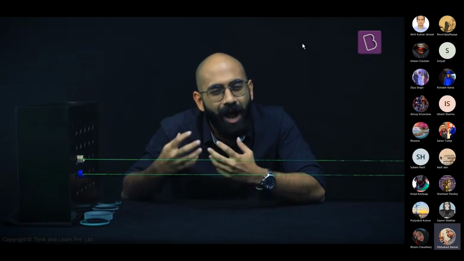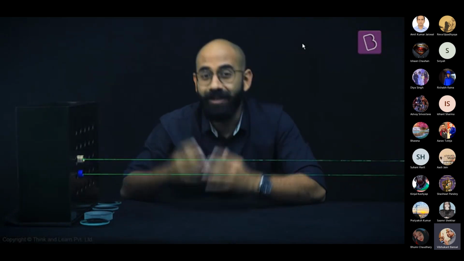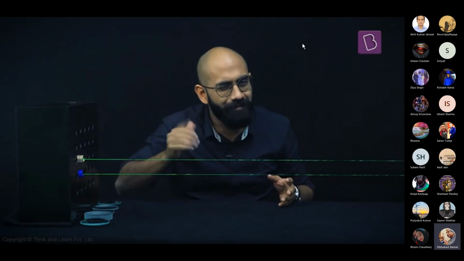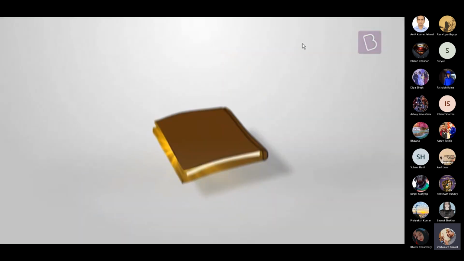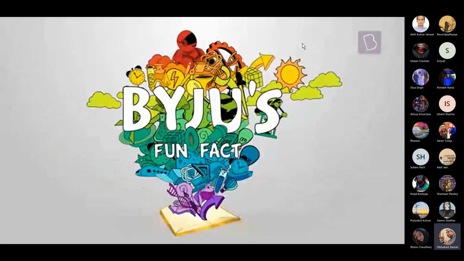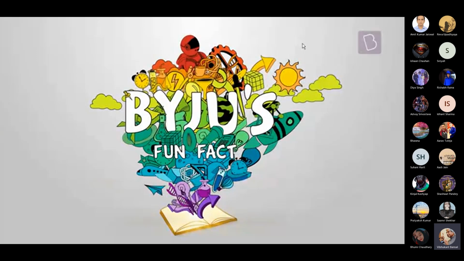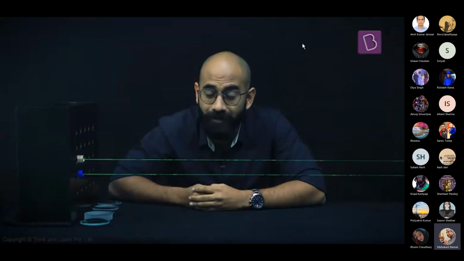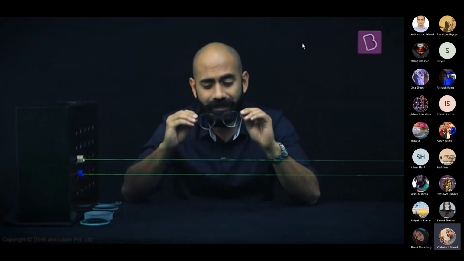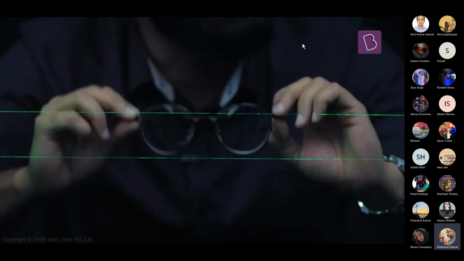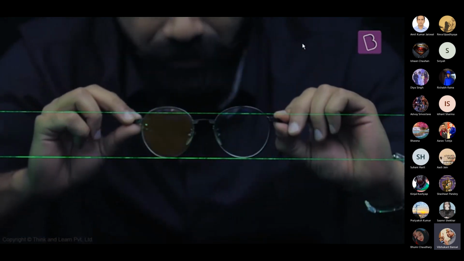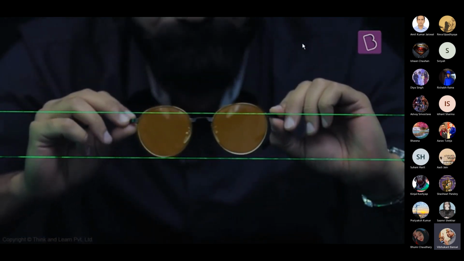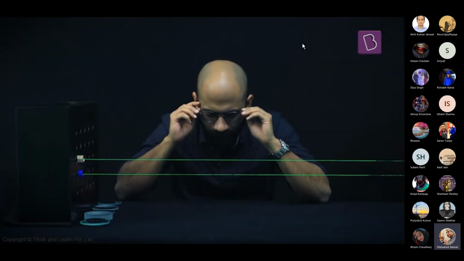Now, if you don't use spectacles yourself, I'm pretty sure you'll know someone who does. But have you ever wondered about how spectacles work? Well, I have a setup here that might help us understand. The first thing we need to know is that spectacles are just a pair of lenses. And these two transparent pieces of plastic, they're lenses.